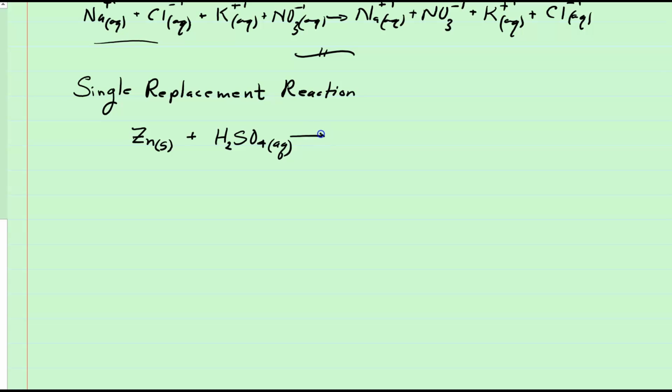What will happen is we will end up with a material known as zinc sulfate, which is soluble, and hydrogen gas, which is a molecular covalent compound. So over here, effectively what we have is a replacement. Zinc replaced the hydrogen in this process to yield zinc sulfate and hydrogen gas.